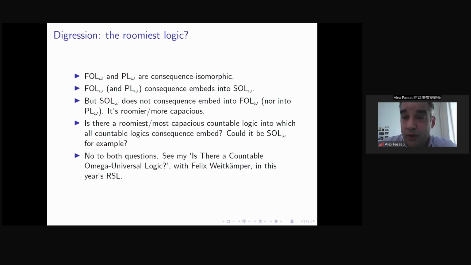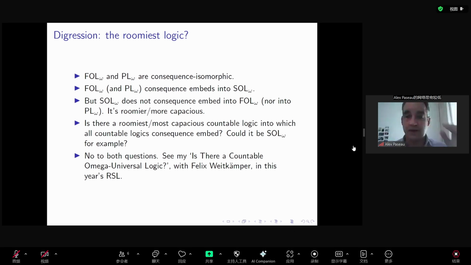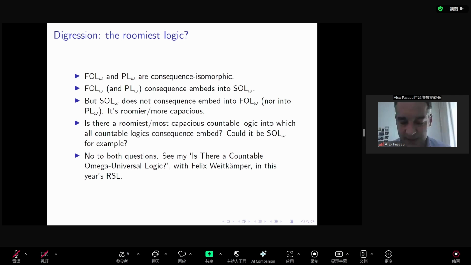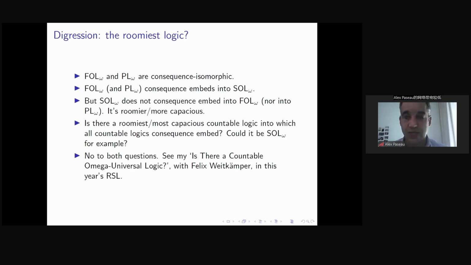So the technical question here is, okay, but is there some other countably infinite logic, with countably infinite vocabulary, into which every logic consequence embeds? Is there a sort of roomiest countable logic? Of course, the very simple-minded approach would be to just take copies of all the consequence structures of countably infinite logics, and there's some limited amount of those, and create a logic which just pastes together all these consequence structures. That's going to be a very large logic, but you'll be able to do it. So is there a roomiest, most capacious, countable logic into which all countable logics consequence embed?